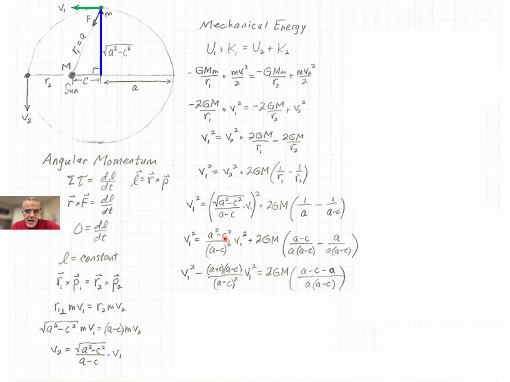We can simplify over here. A squared minus C squared. Oh, that's a classic algebra thing. Difference of two squares. So A plus C, A minus C. And then that's going to allow me to simplify over there a little bit.